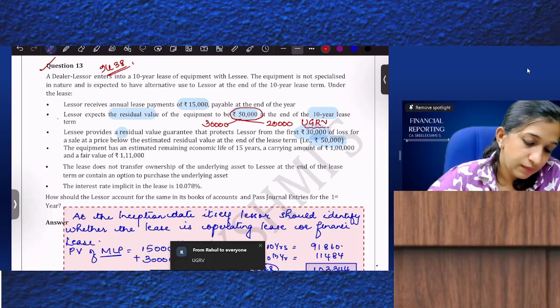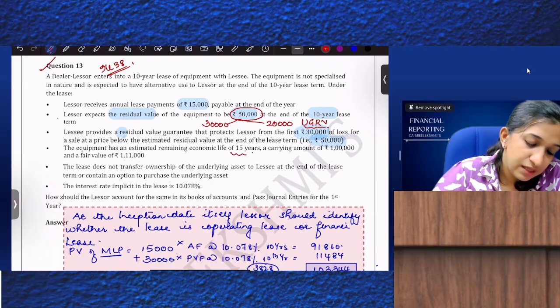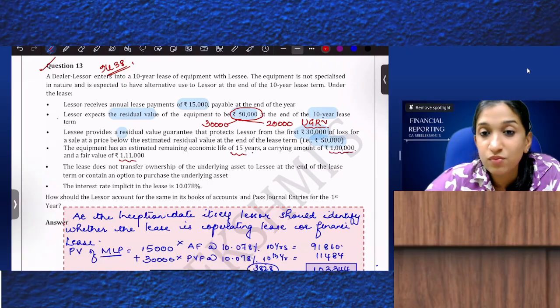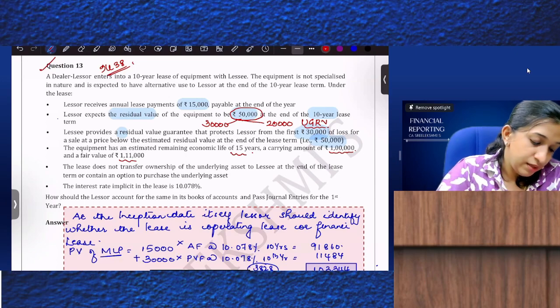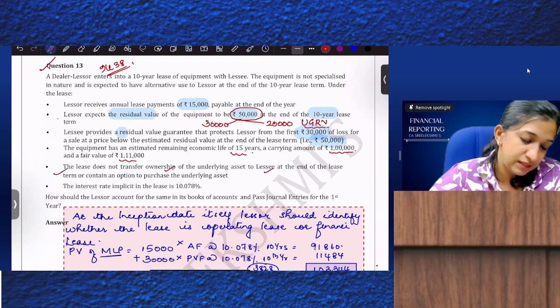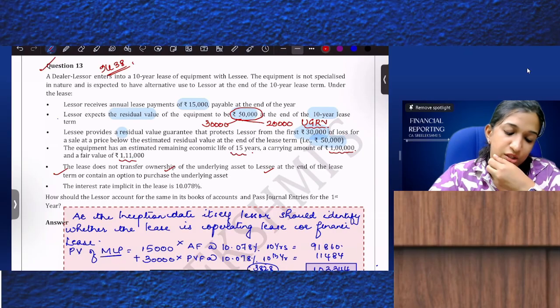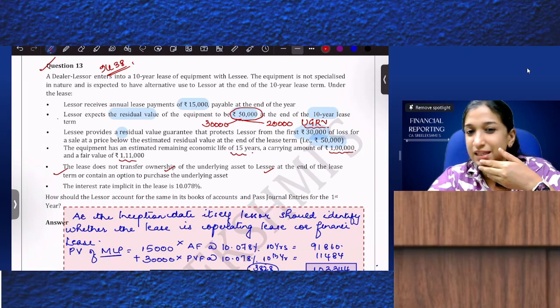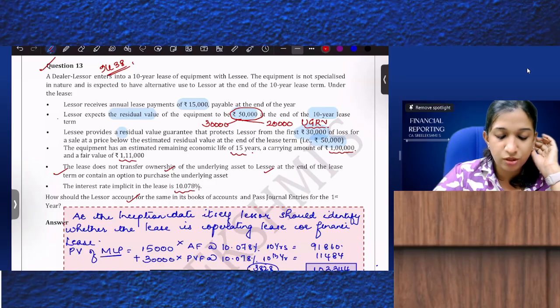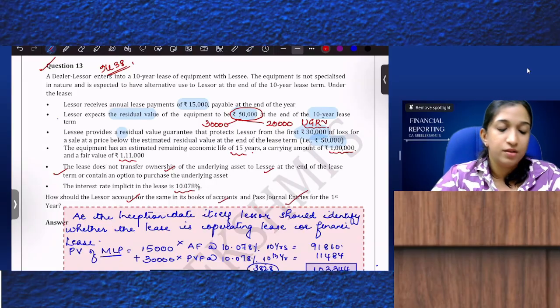The equipment has an estimated remaining life of 15 years, carrying amount 1 lakh, and fair value is 1,11,000. The lease does not transfer ownership of the underlying asset to the lessee at the end of the lease term or contain an option. So there is no buying option for the lessee. Another condition failed. Interest rate implicit in the lease is 10.078%. How should the lessor account for the same in the books, with journal entries?